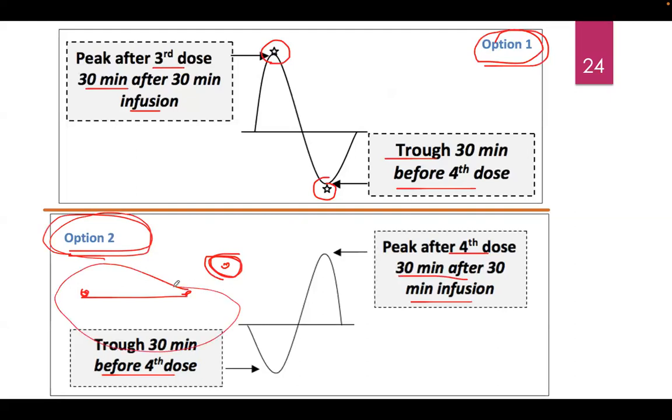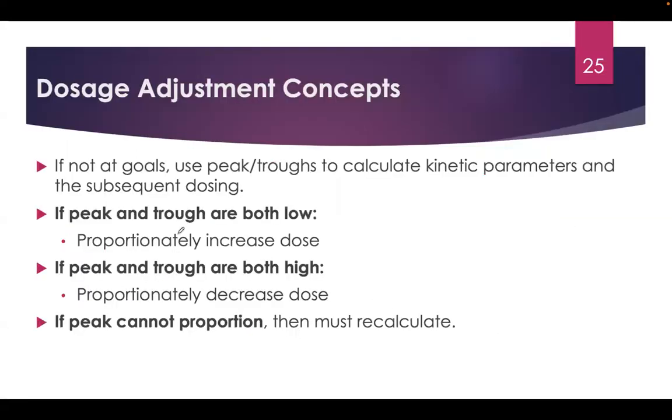So dosage adjustments, if you're not at the goals you've established, again, use those kinetic principles with the parameters you're given, to come up with your subsequent dosing, your follow-up dosing regimen. So if the peak and trough are both low, you want to proportionally increase both. So decrease the interval, increase the dose, right? If your peak and trough are both high, decrease the dose and increase the interval length from Q8 to Q12. So just keep that in mind.